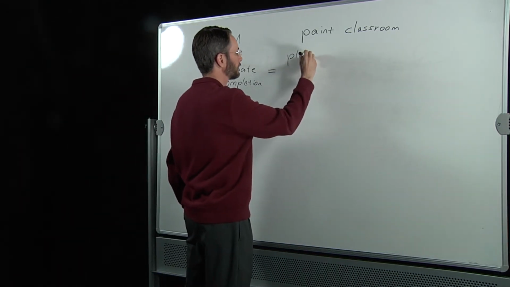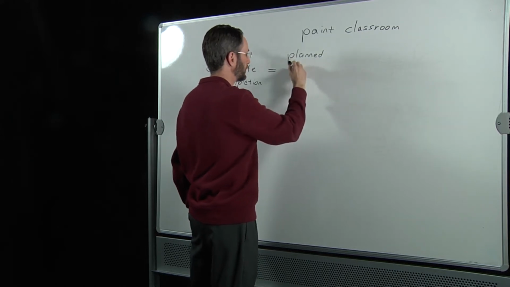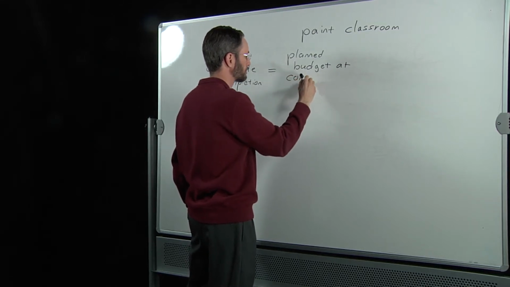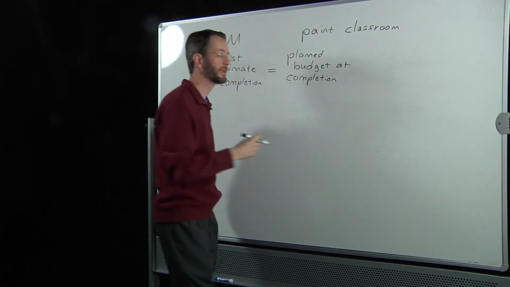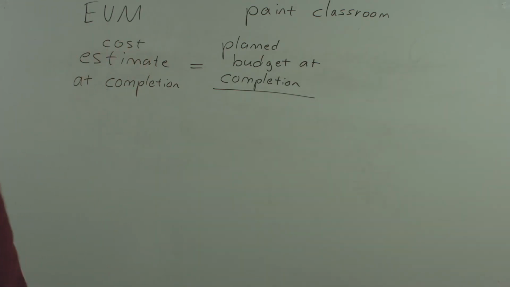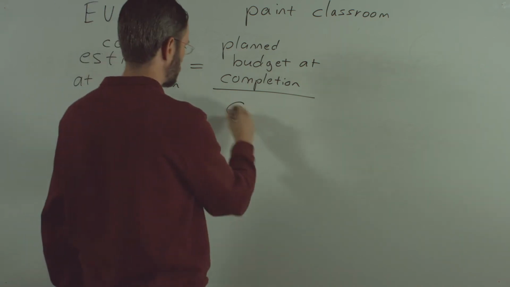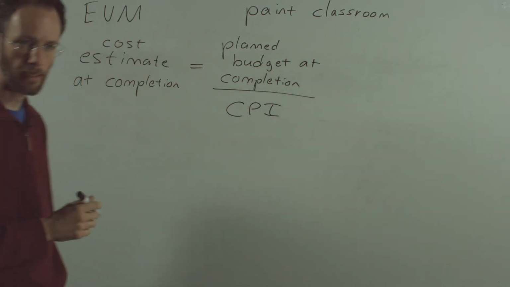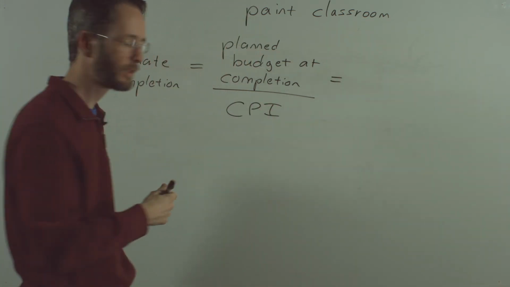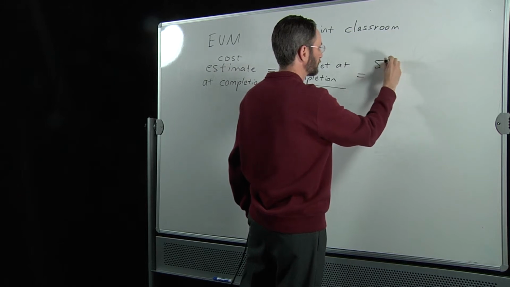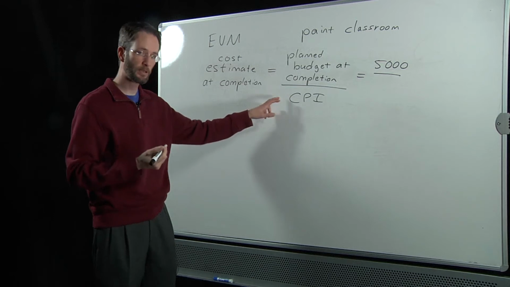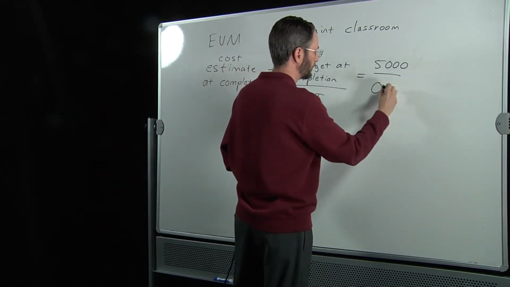We have our planned budget at completion. In other words, how much we plan to spend for the whole project, the entire project. We divide that by our cost performance index. Let's pretend that we plan to spend $5,000 for this whole room renovation project. If you recall from an exercise, our CPI was 0.67 that we calculated just a few minutes ago.